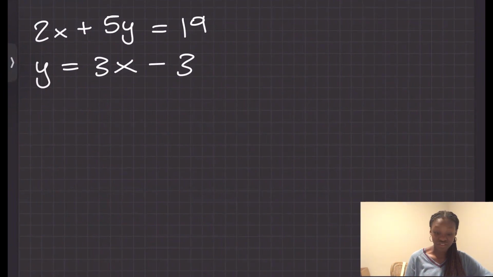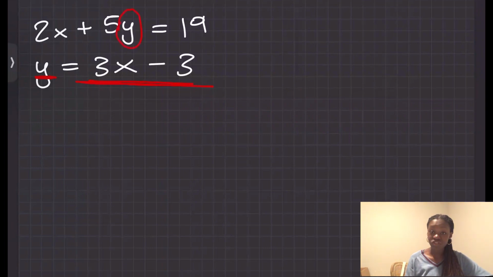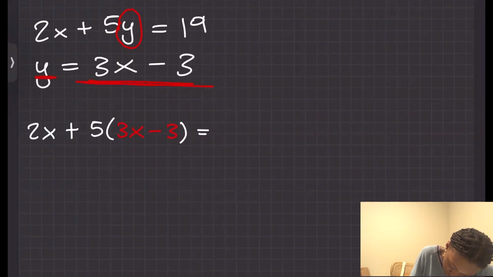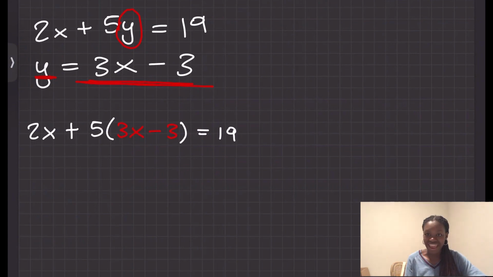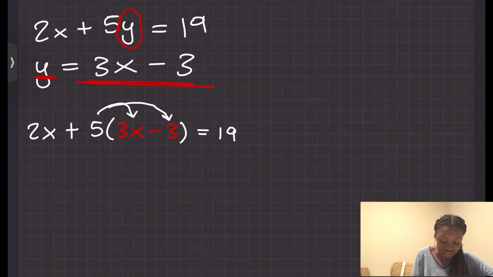So same deal, substitution. We know that y is equal to 3x minus 3. So that means wherever I see y, I can substitute it with the equation 3x minus 3, or the expression. Let's go with expression, because yeah, it's an expression. So many math terms. You always try to figure out how to say things. So 2x plus 5 multiplied by the expression 3x minus 3 is equal to 19.